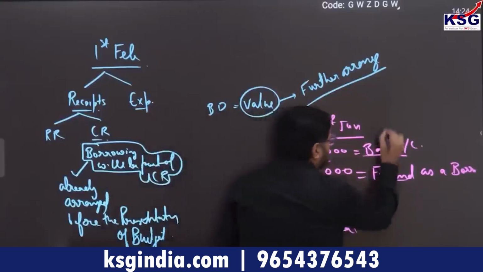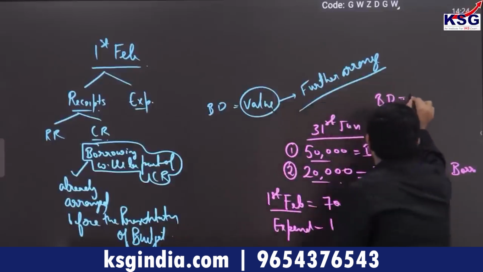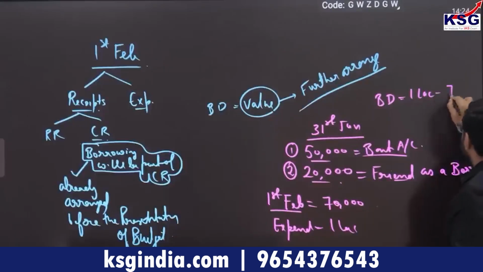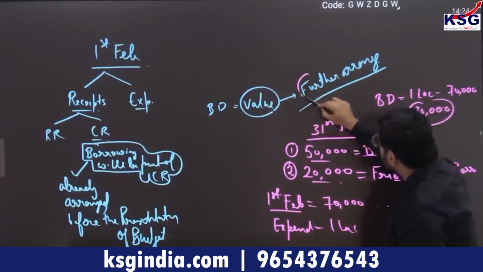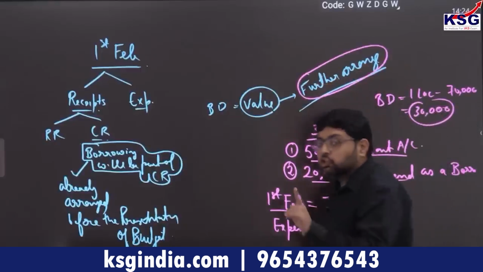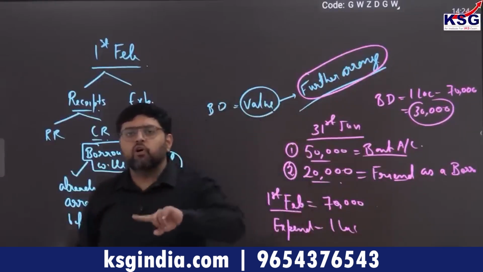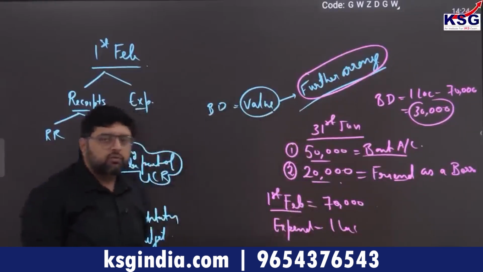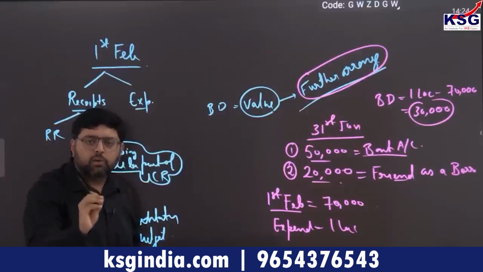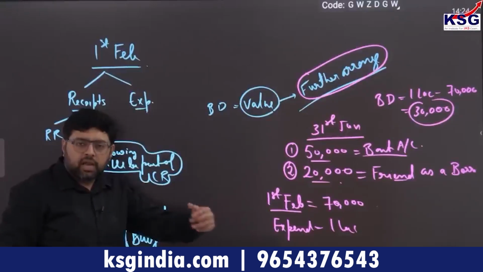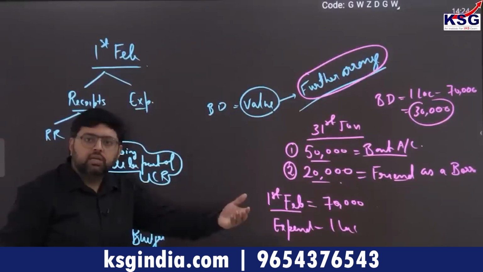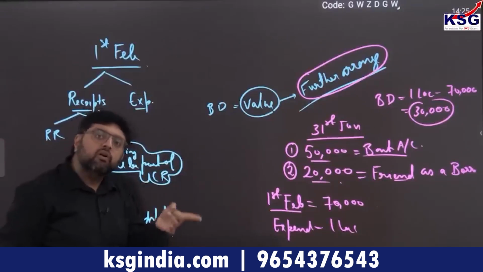So whatever value comes, that is 1 lakh minus 70,000, this value is budget deficit. So basically the value of budget deficit says how much borrowing you have to further arrange. It does not tell how much borrowing you have already arranged. So the value of budget deficit only talks about the amount of borrowing that you have to arrange. It does not talk about the amount you have already arranged.